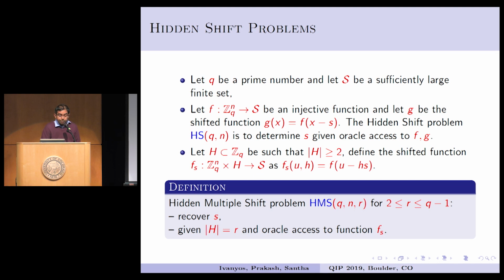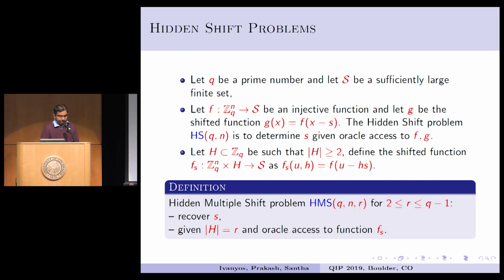And now let me define the multiple hidden shift problem. For the multiple hidden shift problem, we are given more shifted copies of F. So let H be a subset of Z_Q, a finite set of size bigger than 2. Let's define the shifted function F_s, which is now from Z_Q^n direct product H to S, and F_s of (u, h) is F of (u minus h s). So the multiple hidden shift problem is when you have more copies of the shifted function. HMS(Q, R) is defined for R between 2 and Q minus 1, and the problem is to recover s given oracle access to these multiple copies, to the oracle F_s.